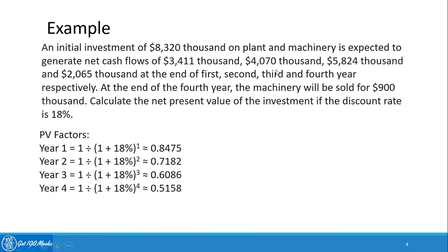Let's look at the example here. There's an initial investment of $8,320 on plant and machinery, and that's expected to generate the cash flows as shown in the question here: 3411, 4070, 5824, and 2065 in the first till the fourth year respectively. At the end of the fourth year, the machinery will be sold for 900,000. Calculate the net present value of the investment if the discount rate is 18%.